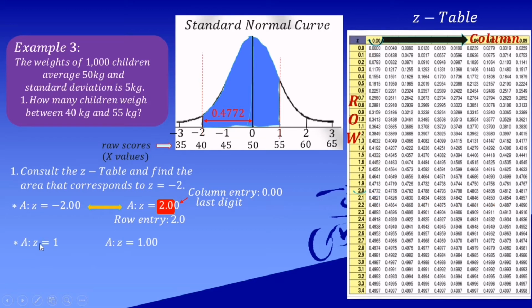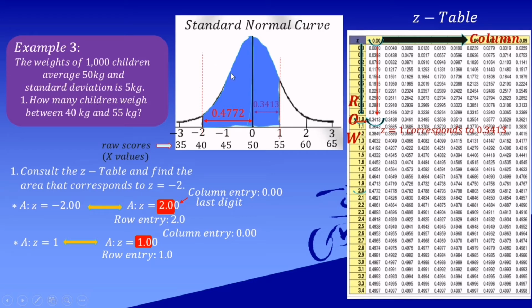Okay, for another shade region, the z is 1. So isulat natin into a 3-digit form. So ang first 2 digit, yan ang ating row entry. So that's 1.0. And the column entry, yung last digit natin, 0, 0. Then the intersections. Then our z is equal to 1 corresponds to 0.3413. Yan ang ating sukat from 0 to 1.